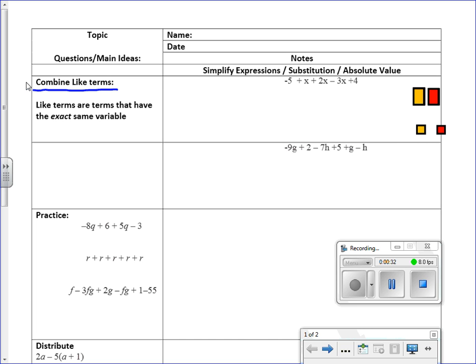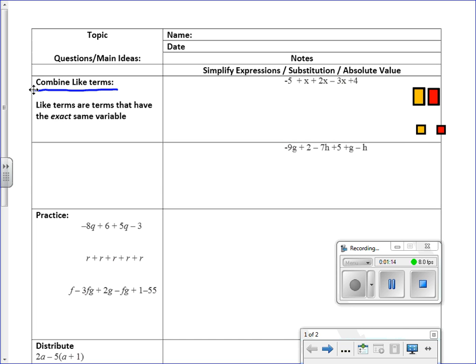We cannot solve this expression. There is no equal sign at the end, and there is no number or value after the equal sign. Our goal here is not to solve, but just to simplify, to combine the like terms, and like terms are terms that have the exact same variable. Each of these is a term. Terms are basically in between our addition and subtraction signs. So those are all of our terms, and what we want to do is combine the ones that are alike.